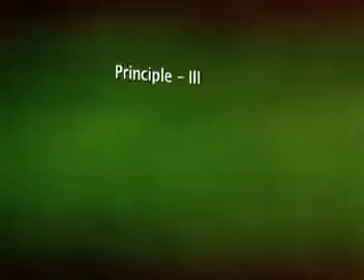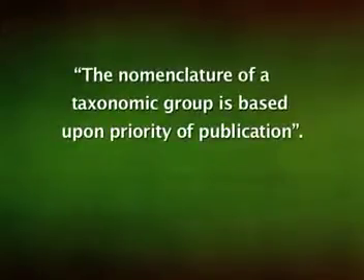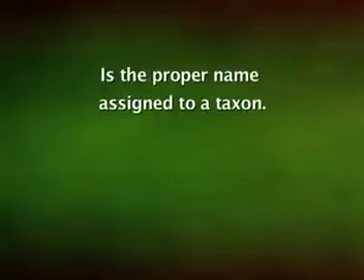Principle third: the nomenclature of a taxonomic group is based upon priority of publication. This means that the earliest validly published name is the proper name assigned to a taxon. The priority of publication states that of two or more competing possibilities for a name, the one published first is the correct one, with some exceptions.